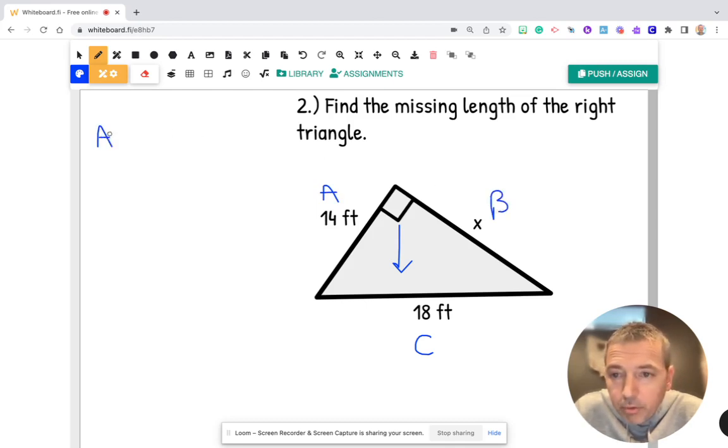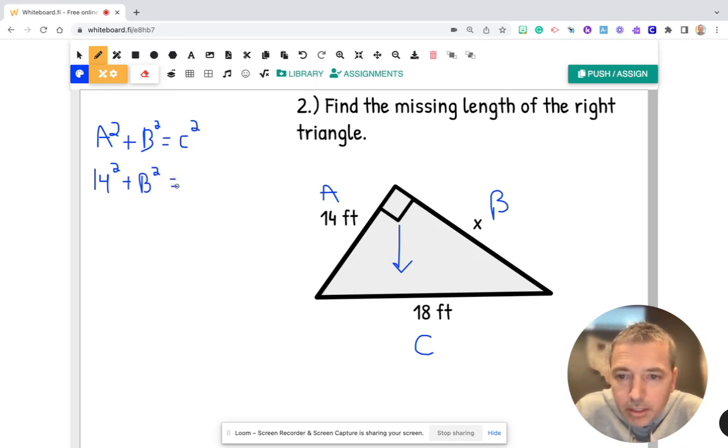So I want to write my formula real quick. A squared plus B squared equals C squared. Once you label your formula, you're going to plug into the formula. So 14 is going to go in for A. I don't know B squared, so I'm going to leave it as B squared. And this time I know C is 18. So 18 squared. So once you plug them in, I like to put my line down my equals.